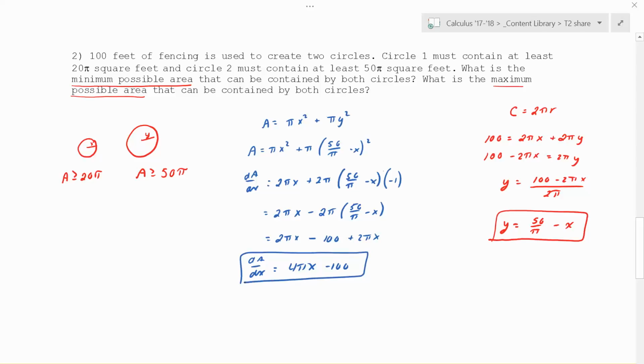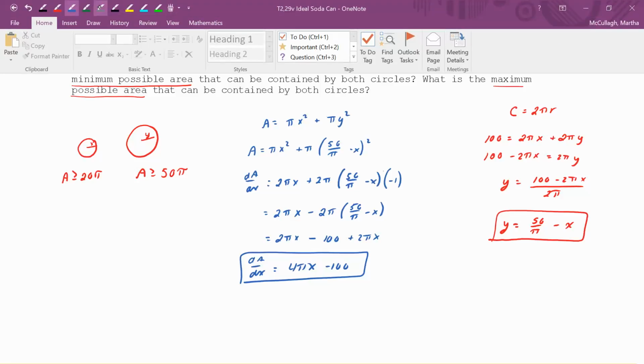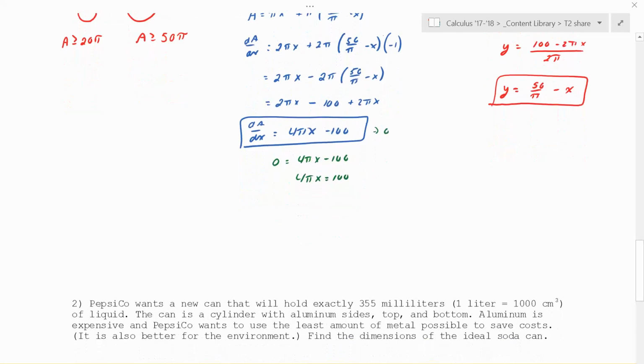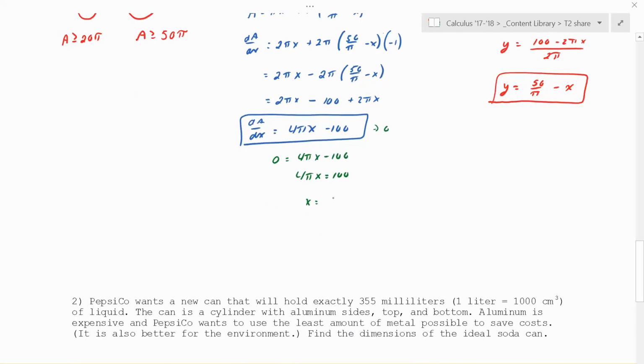And note again that it's a linear equation. I'm going to set that equal to 0. So I have 0 equals 4 pi x minus 100. 4 pi x equals 100, or x equals 100 over 4 pi, which is approximately 7.96.